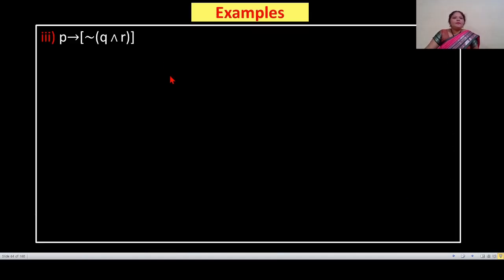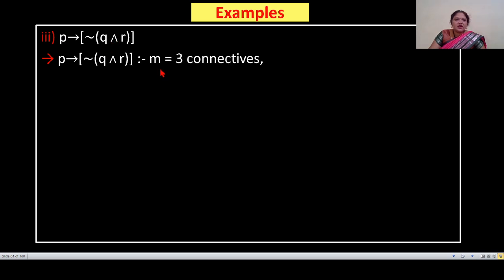Next example, P implies negation of Q and R. There are 1, 2, 3 connectives: implication, negation, conjunction. And P, Q, R are 3 statements. Here main statements are 3. Therefore, M equal to 3 connectives, N equal to 3, since P, Q, R are 3 component statements.